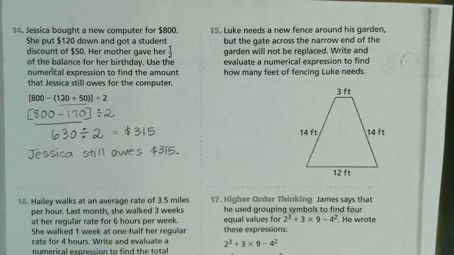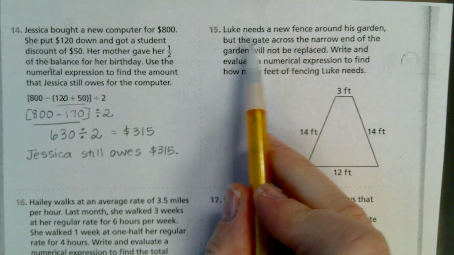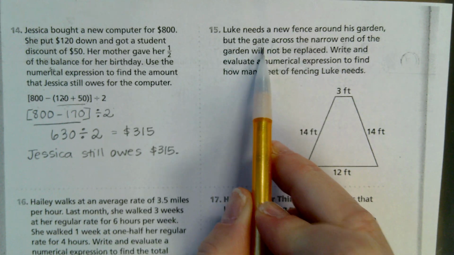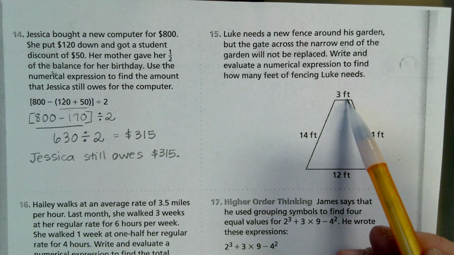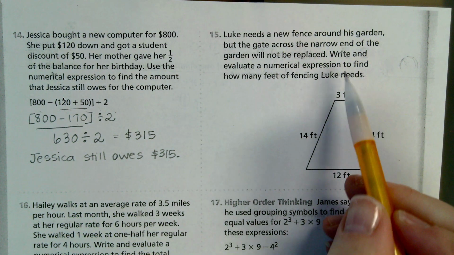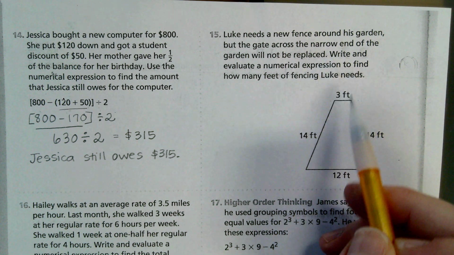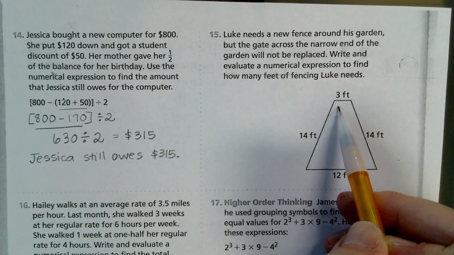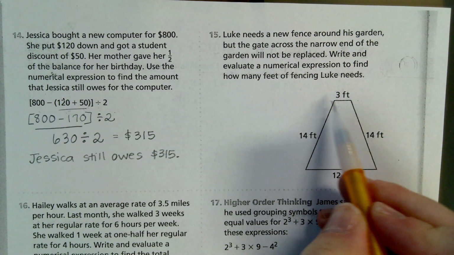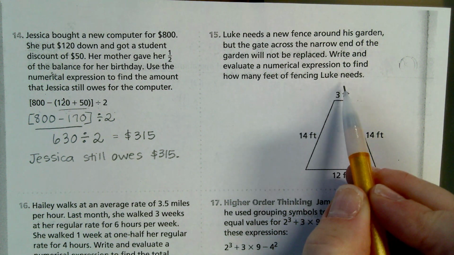Okay. Got another one, friends. Luke, oh, look at that. Hey, I didn't write the problem. Luke needs a new fence around his garden. But the gate across the narrow end, meaning this little guy right here, that's the narrow. That means narrow is shorter, not as wide. End of the garden will not be replaced. Which means, are we going to get a new gate right here? It just says it will not be replaced. So will I get a new one? No.